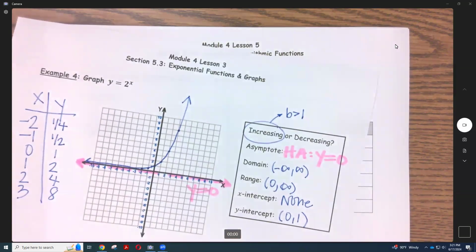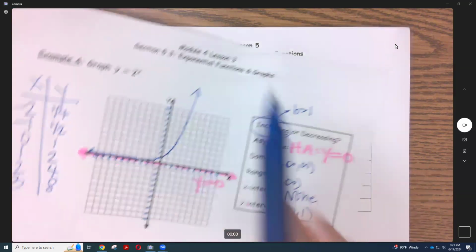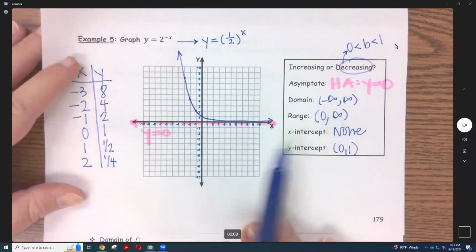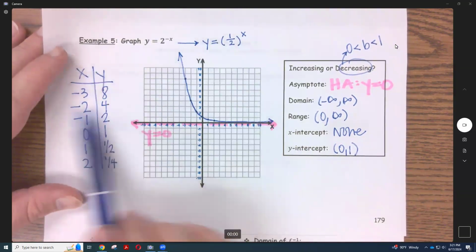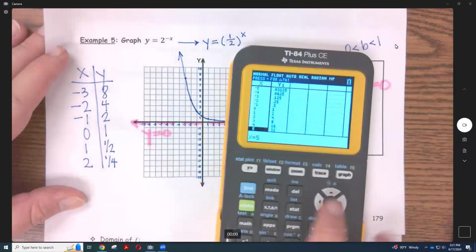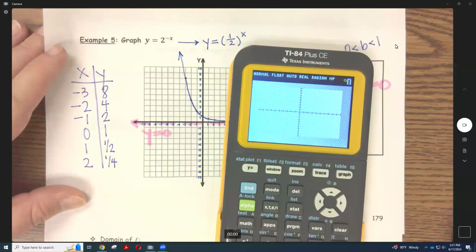If we go back to module 4, lesson 3, down here, we change this to 1/2 to the x power. We found these values, which we got to by graphing. We change this to negative x. Here's my graph.